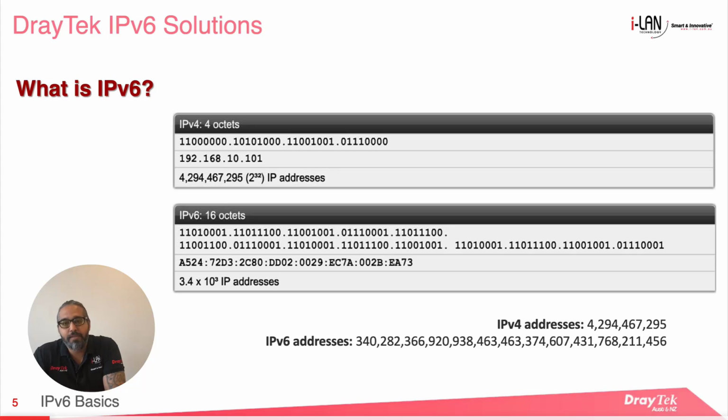That's 340 undecillion, 282 decillion, 366 nonillion, 920 octillion, 938 septillion, 463 sextillion, 463 quintillion, 374 quadrillion, 607 trillion, 431 billion, 768 million, 211,000, and 456. Phew.